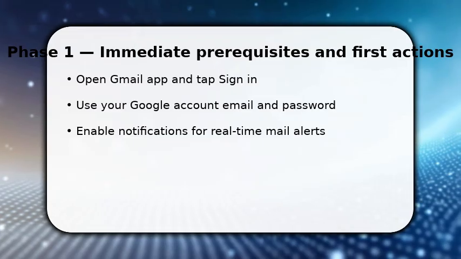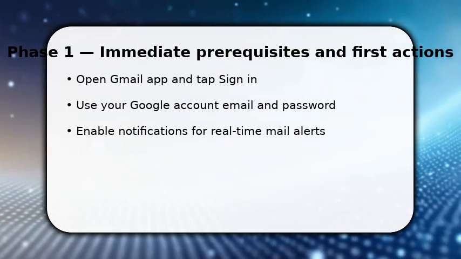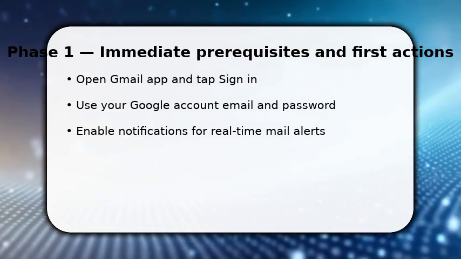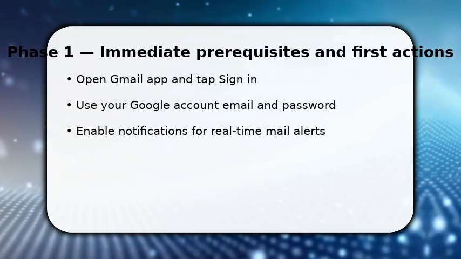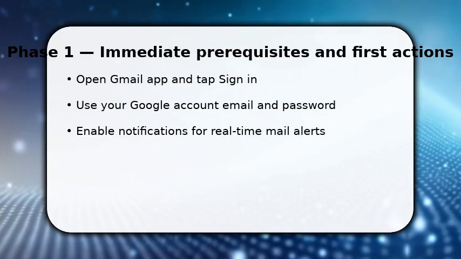You open the Gmail app and tap Sign In. Enter your Google account email and password to get started. Once signed in, make sure to allow notifications so new messages arrive in real time.